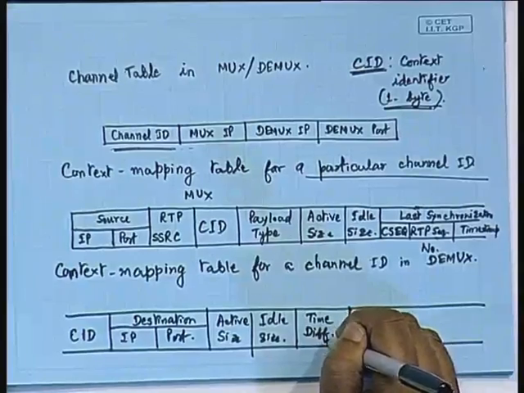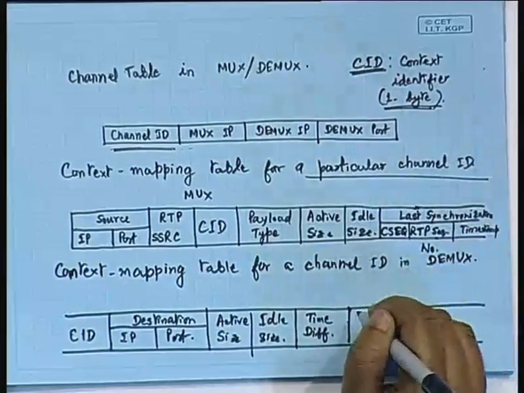So please note that this is one big change: in the uncompressed mini header and also in the synchronization mini header it is essential to send the timestamp, but in the compressed mini header we do not send the timestamp. That means the demultiplexer has to derive the timestamp. How? Using this time difference information and the last synchronization information.